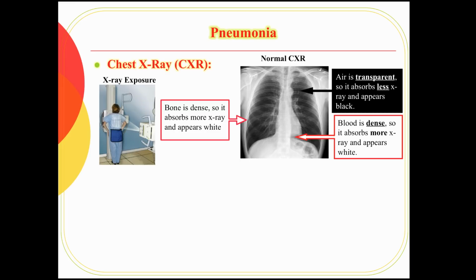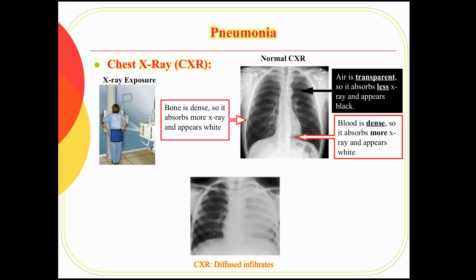This is the heart, and the heart is filled with blood, and blood is dense again, so it will absorb more of the X-ray, so it looks white. So in general, air normally appears black, and fluids, whether normal or abnormal, look white.